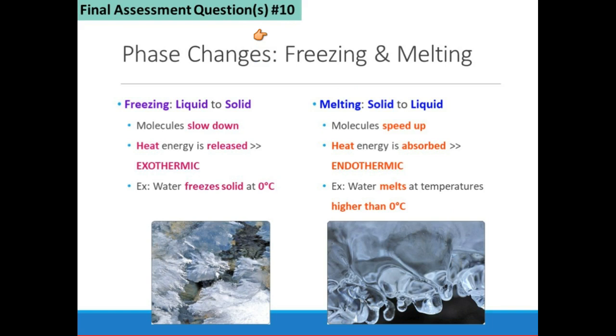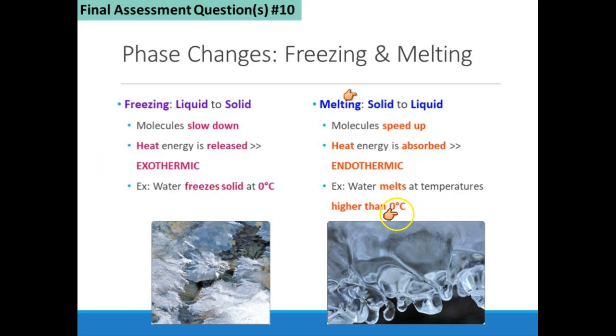So remember, freezing and melting are opposite processes, right? Freezing is when we go from a liquid to a solid, so liquid water to ice, for example. And here the molecules are slowing down, which means that if we're slowing them down, we're getting rid of energy, right? So those molecules are releasing their energy, the energy is going away from them, and so that's going to be exothermic. So for example, when water freezes solid at 0 degrees Celsius, this is an exothermic process.